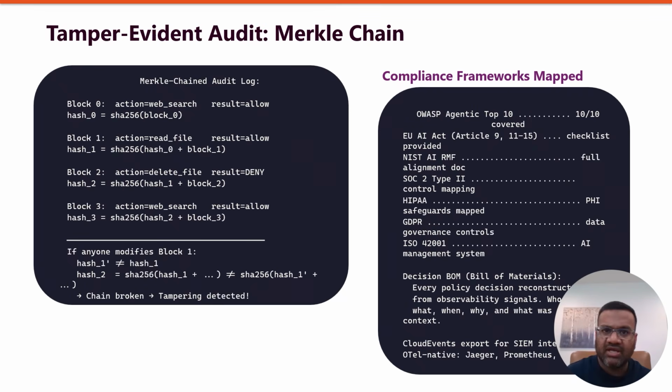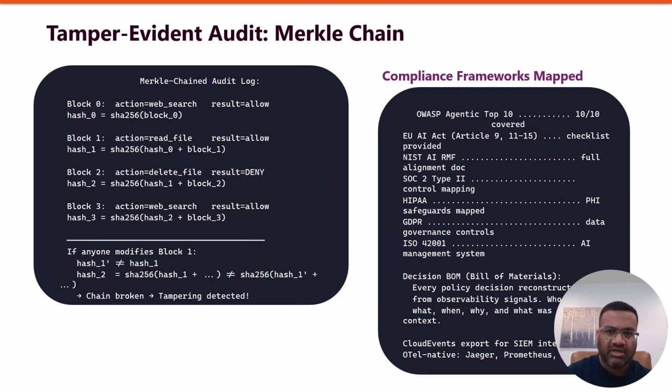Audit and compliance, this is where AGT goes beyond what any other agent governance tool offers. On the left, the Merkle chain audit log. Every policy decision is recorded as a block in a hash chain. Each block contains the hash of the previous block. So if anyone modifies any historical entry, the chain breaks and the tampering is detected. This is the same data structure that Git uses for commits and that blockchains use for transaction integrity. For regulated environments, this means you have a tamper-evident record of every action every agent ever took, every policy decision, every deny, and you can prove it has not been modified.